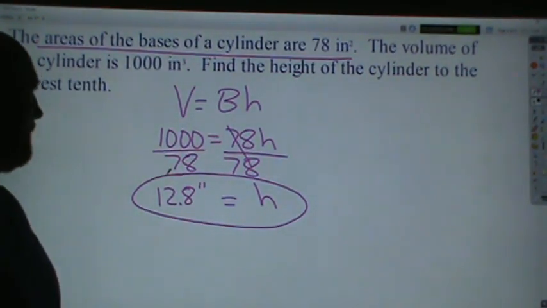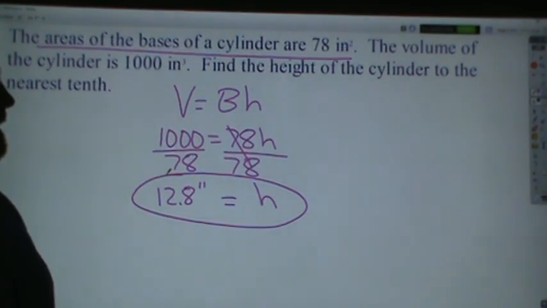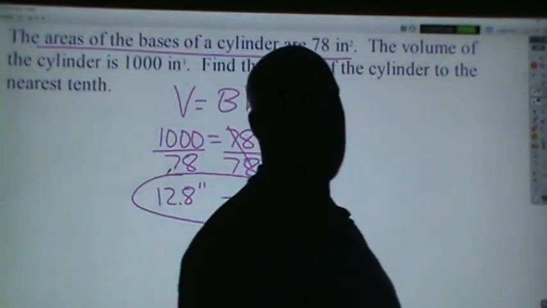So I hope that you got a good grasp of surface area and volume of a cylinder.